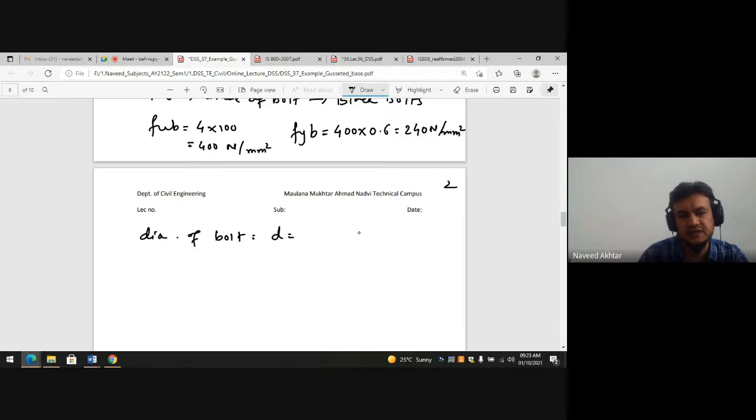D is given as 24 mm. All these values are given. Now, step number one, you have written all the given values.